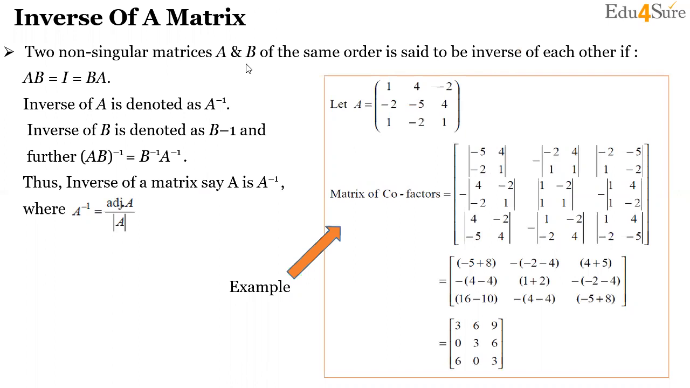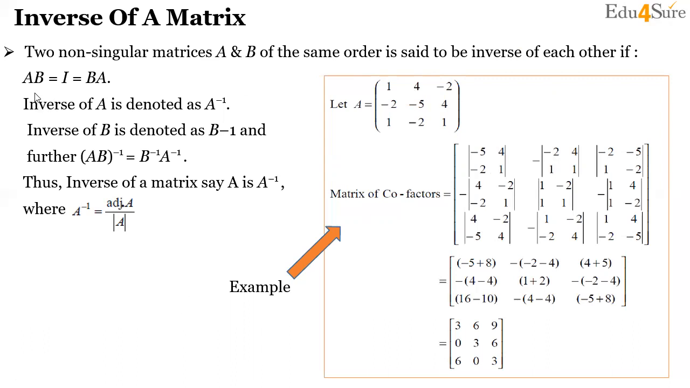If you have seen my previous lecture on determinants, then you might be aware of how to find the determinant of a matrix. So for two non-singular matrices A and B having the same order, for example, A is 3 cross 3 and B is 3 cross 3, how are we going to find the inverse of each other? So let's start here.